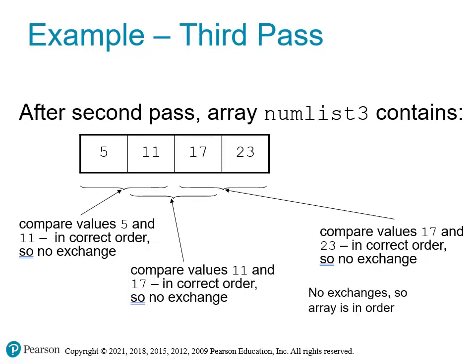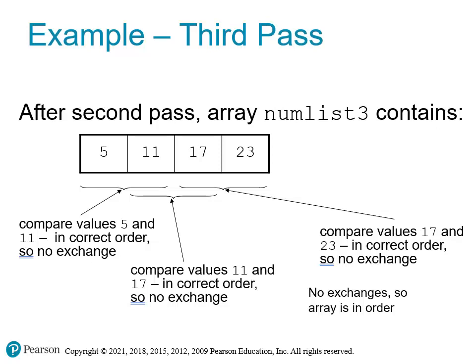After the second pass, the array contains 5, 11, 17, 23. First, we compare the values 5 and 11. They are in the correct order, so no exchange is needed. Next, we'll compare 11 and 17. These are also in correct order again. No exchange is necessary. Finally, we compare 17 and 23. They too are in the correct order, so no swap is needed.